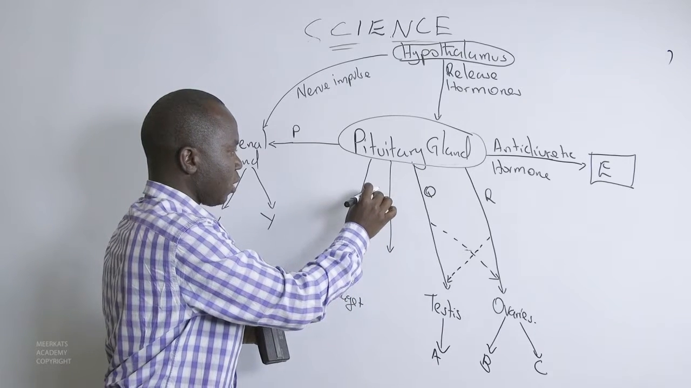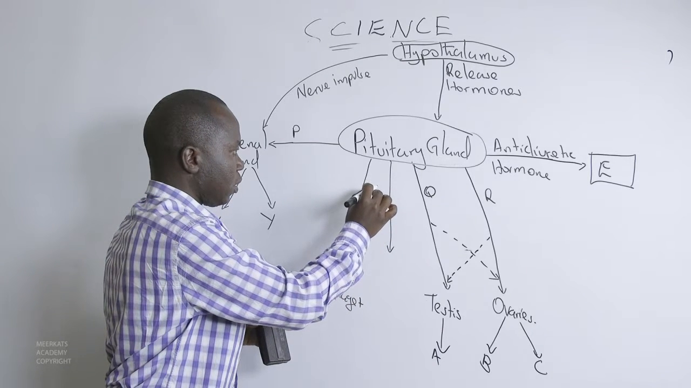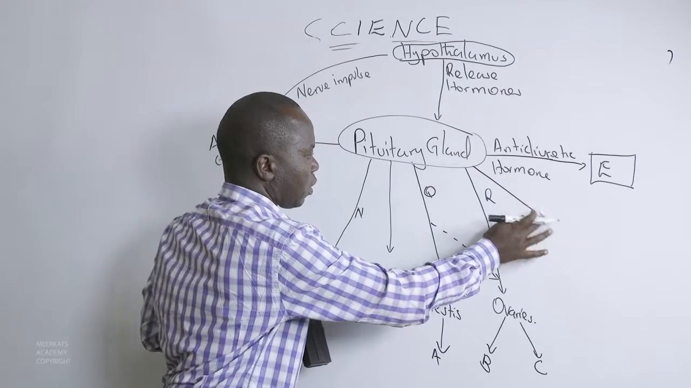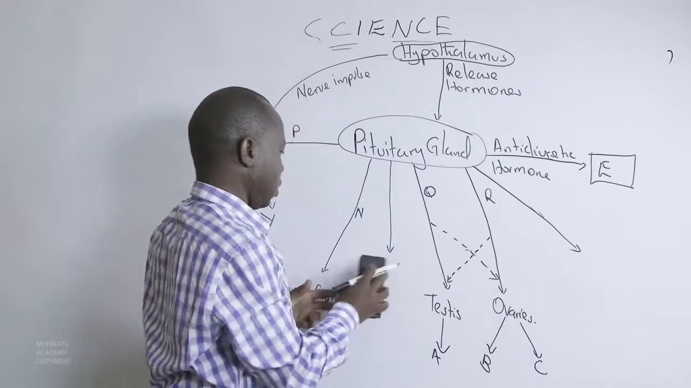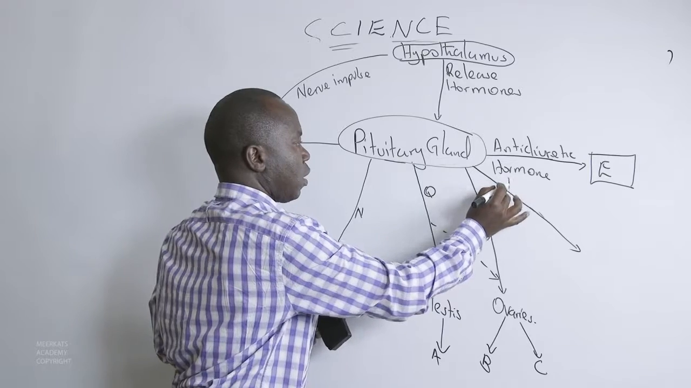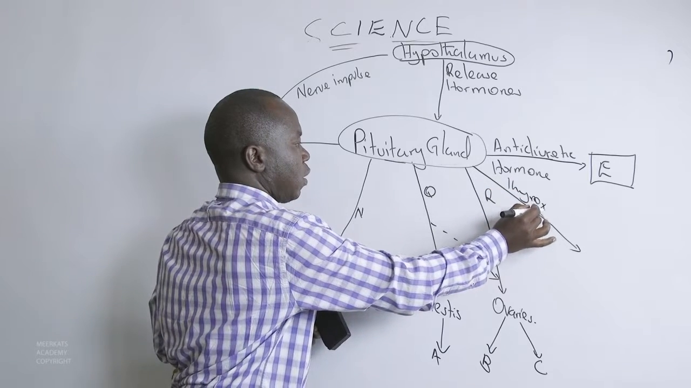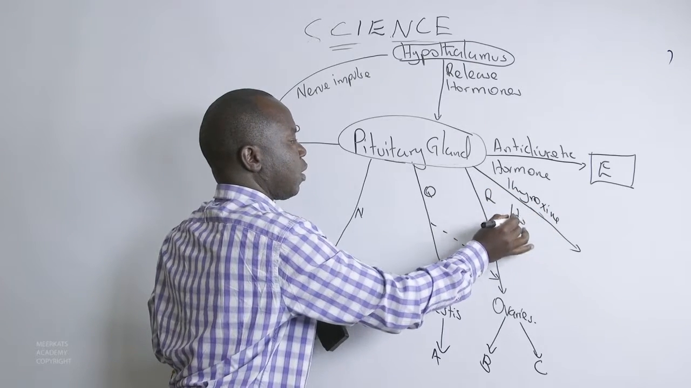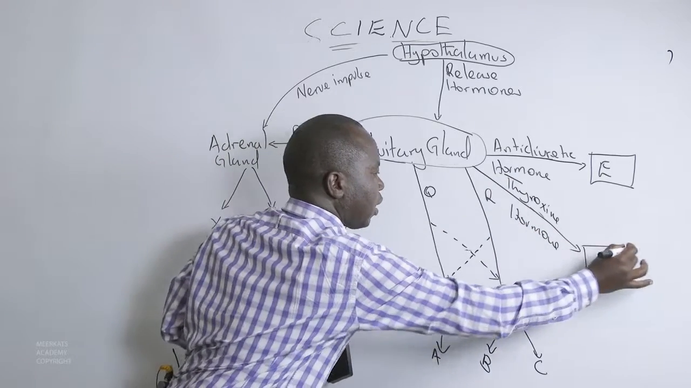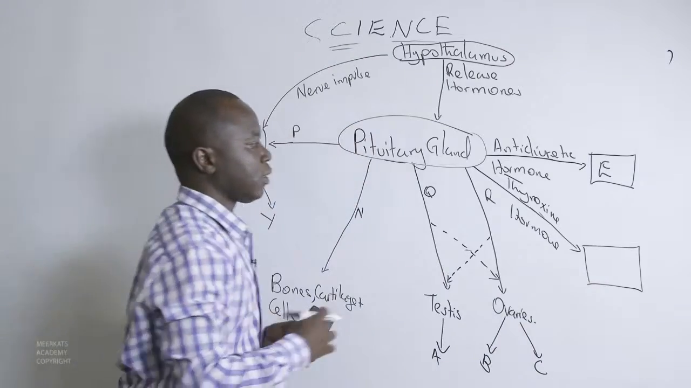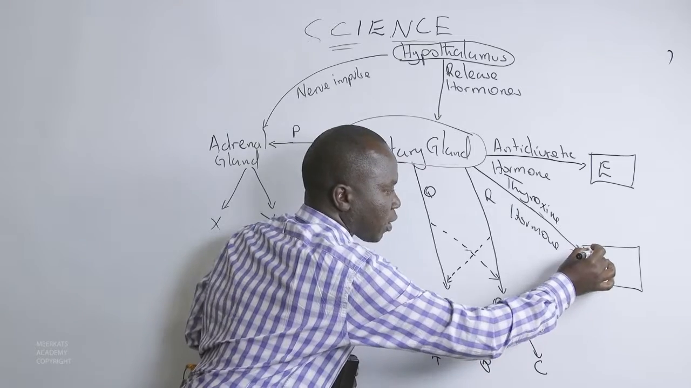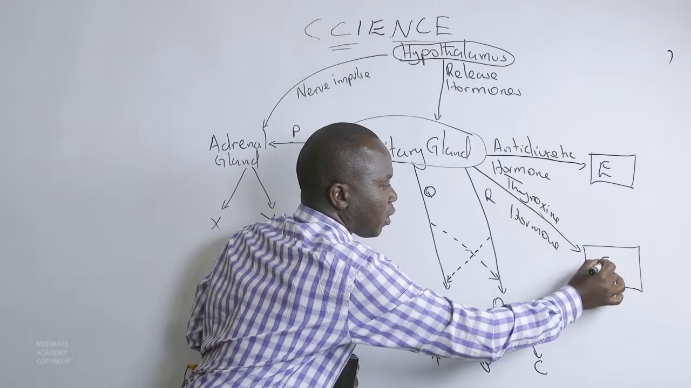There's a hormone called thyroxine. I'll use this. Thyroxine hormone. So we have a structure here, or the effector organ, on which thyroxine hormone will cause response. Let me call it F.